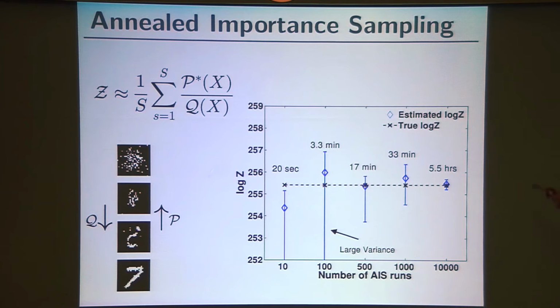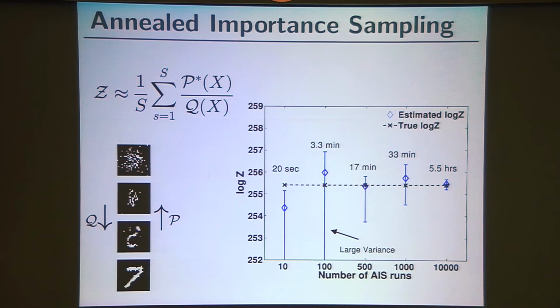Pictorially, I start off with a hot image, I cool it down, and that's Q. I compare it to the reverse process, that's P. I find the ratio of those two things. I do this whole procedure multiple times, and that is an estimate of Z.